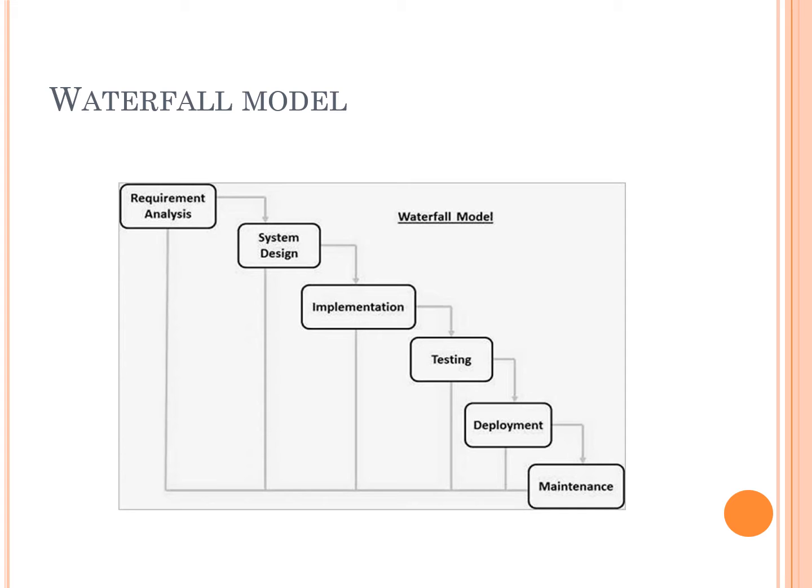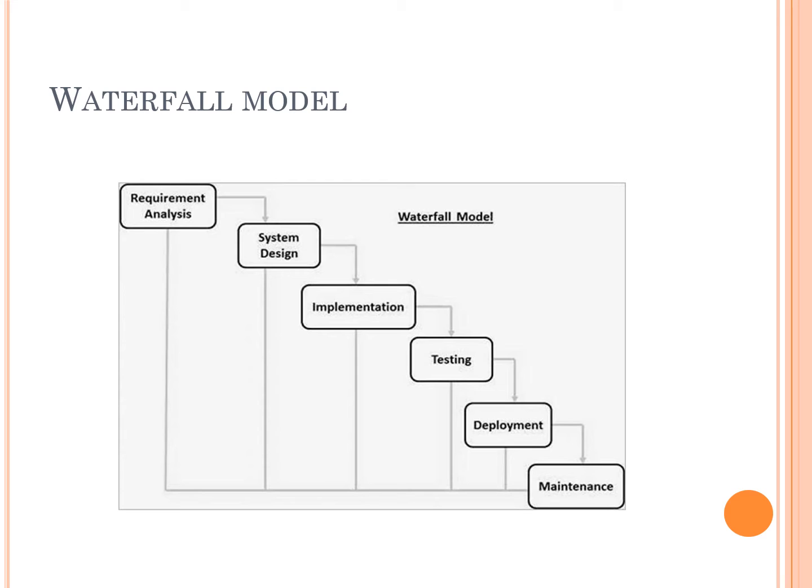In this we have different phases: requirement analysis phase, system design phase, implementation phase, testing phase, deployment phase and maintenance phase. In requirements analysis and gathering phase, all the possible requirements of the system to be developed are captured in this phase, and it is documented as a requirement specification document.